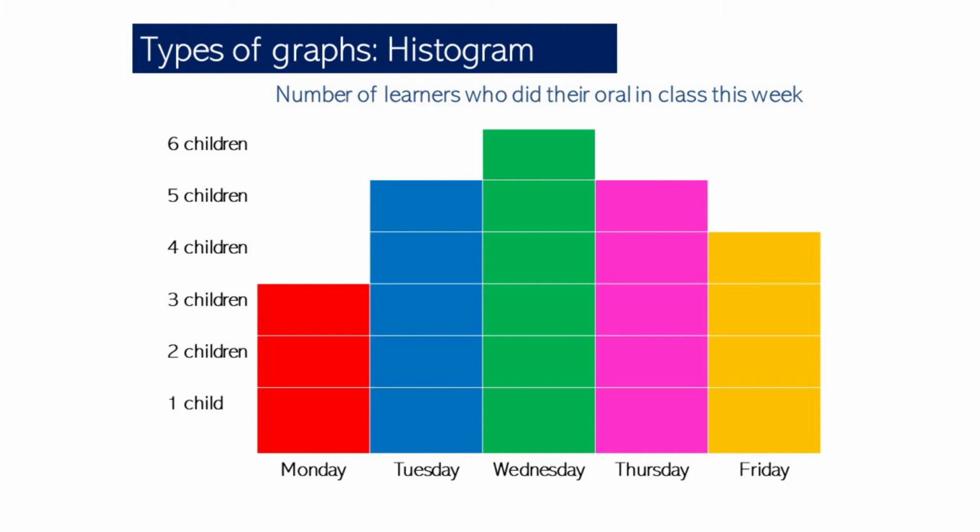The histogram looks like a bar chart, but unlike a bar chart, there are no spaces between the bars. A histogram is a graphical display of data using bars of different heights. In this example, we can see that most learners did their oral in class on the Wednesday, and the least children did their orals on the Monday. Histograms allow us to compare data easily. They also provide a more concrete form of consistency because the intervals are always equal. In this example, it is 1 day.